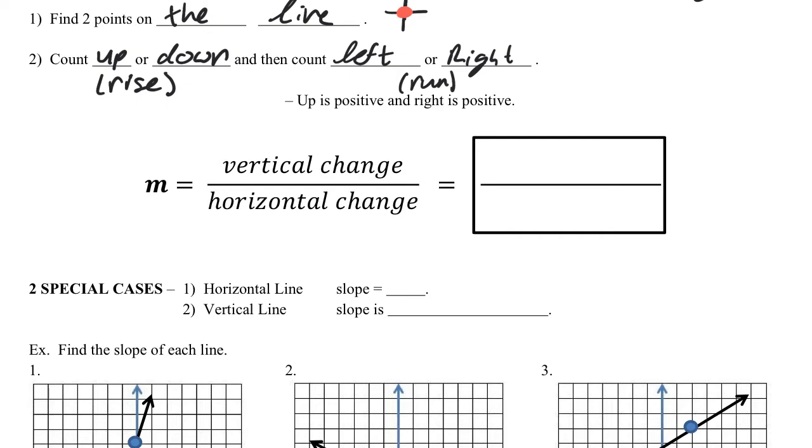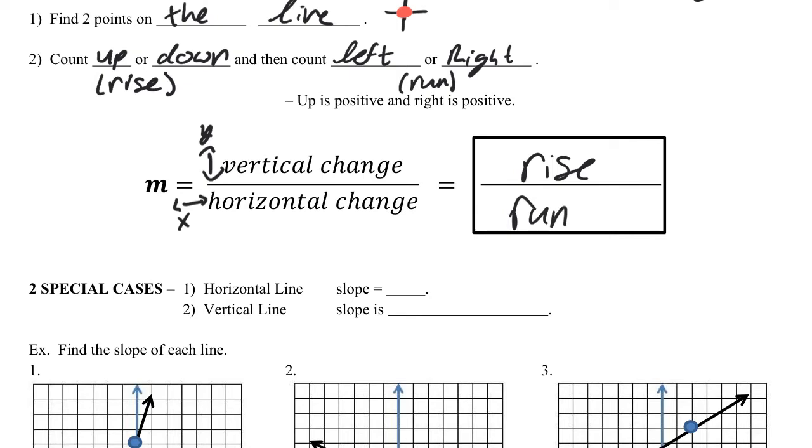All right, and we're going to go from one point to the other just like we read a book, right? So from left to right, leftmost point to rightmost point. We want to remember our slope is always the vertical change, that's our y, over the horizontal change, that's our x. So we often refer to this as our rise over our run, okay?